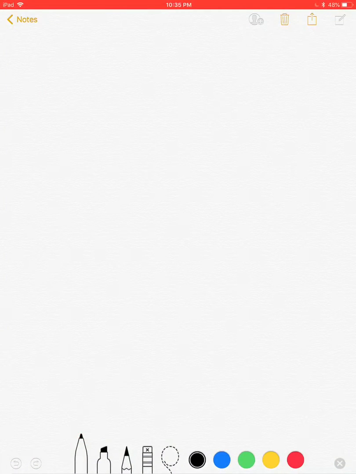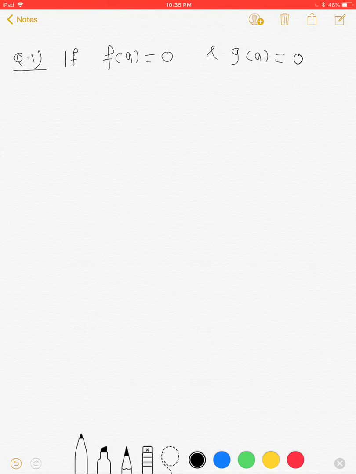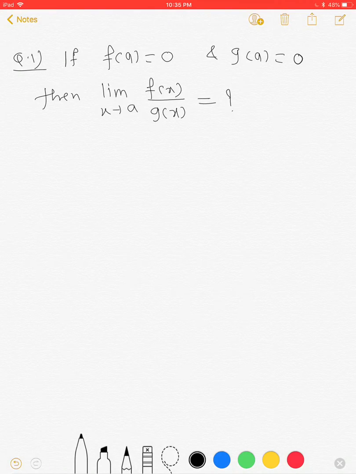Hey guys, let us start with solving questions based on indeterminate form. Our first question is question number 1, that is, if f of x and g of x are two functions such that f of a is equal to 0 and g of a is equal to 0, then what is the value of limit x tending to a, f of x upon g of x? We have to find the value of this.